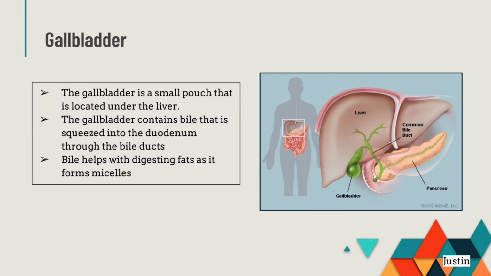The gallbladder is a small pouch that is located under the liver. It contains bile that is squeezed into the duodenum through the bile ducts. It helps with digesting fats as it forms micelles. Micelles help the small intestine absorb essential fats and vitamins from the liver and gallbladder. And the bile makes smaller lipid droplets, which are known as micelles, and that is called emulsification.